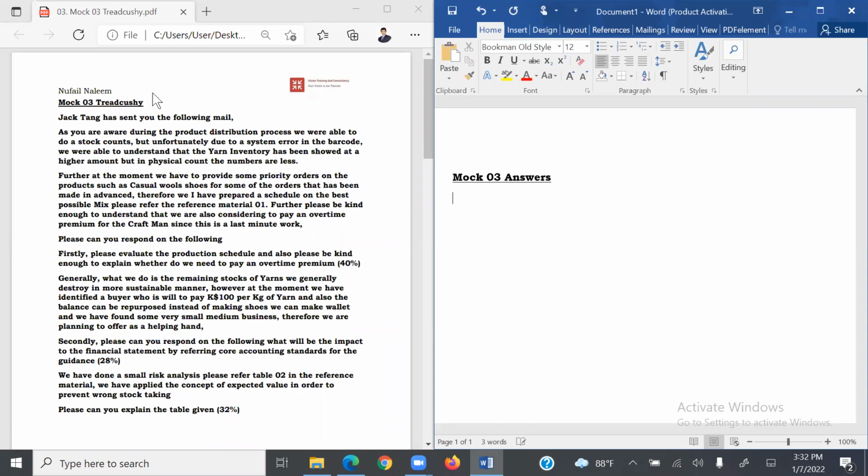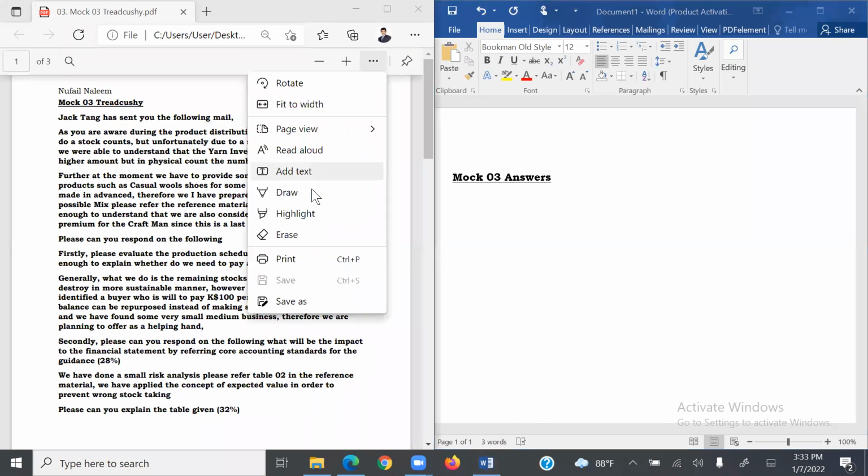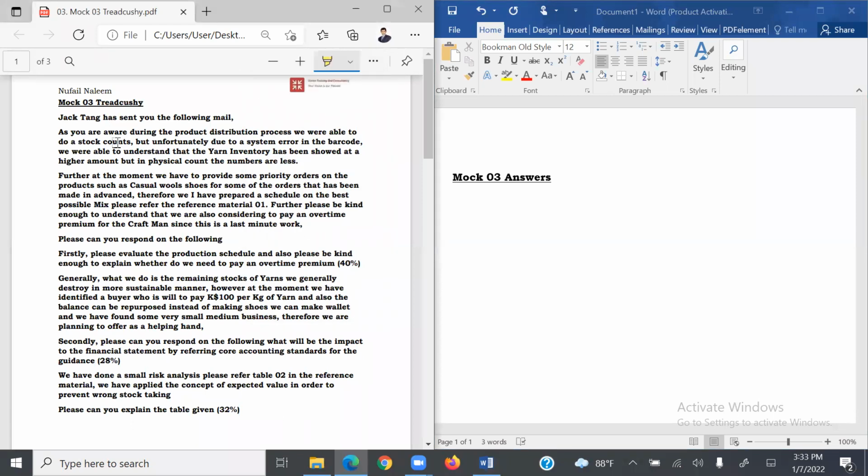So Jack Tang has sent you the following mail. As you are aware, during the product distribution process, we are able to do a stock count. But unfortunately, due to a system error in the barcode, we understood that yarn inventory has been shown at a higher amount, but in the physical count, the number is less. So students, there is a calculation error in the valuation of stock counts. So initially they start with the overview of the problem.